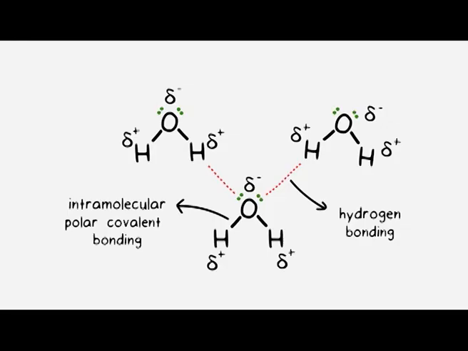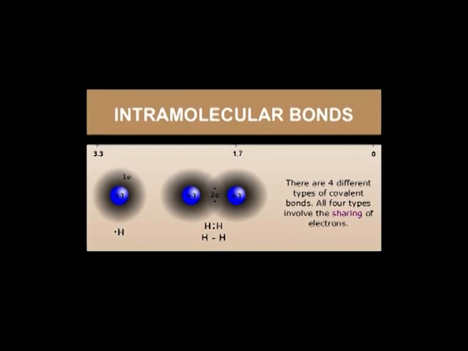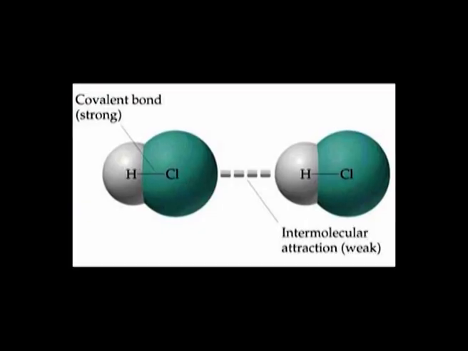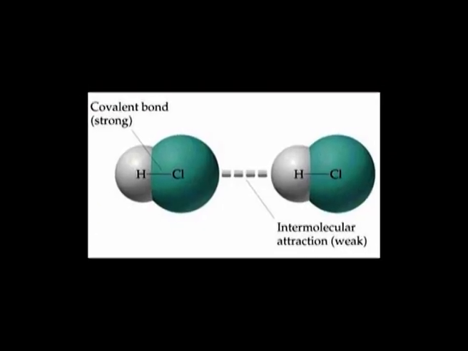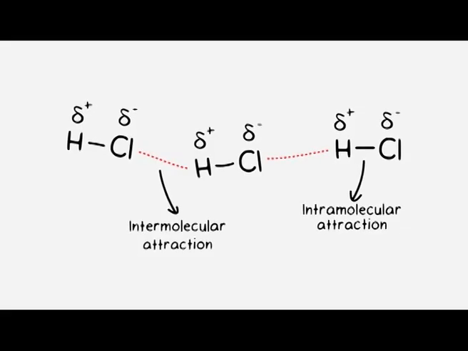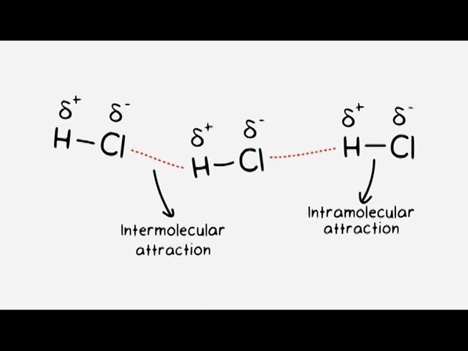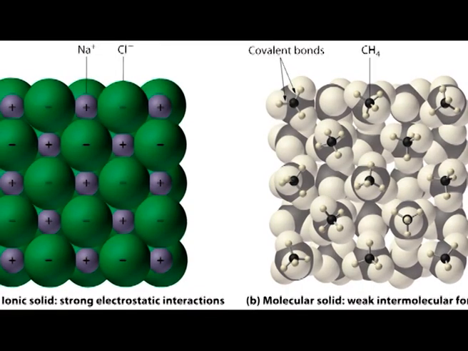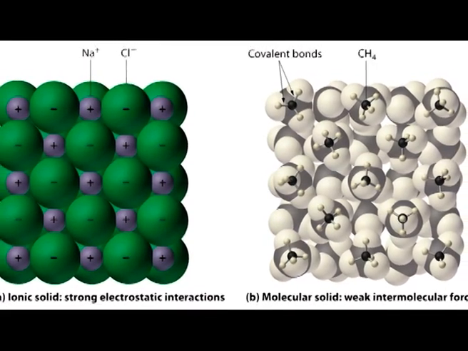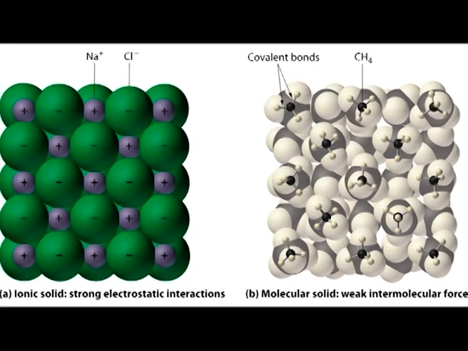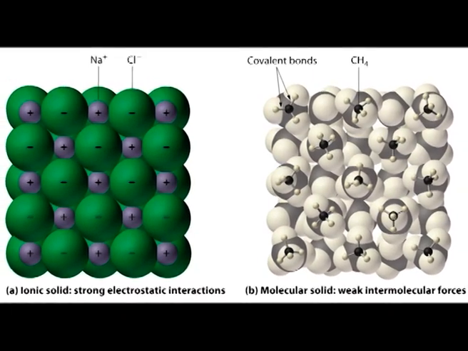There are two types of chemical bonds. First, the intramolecular bonds, and second, intermolecular bonds. Intramolecular bonds refer to the forces of attraction that hold atoms together within a molecule. These types of bonds are considerably stronger than intermolecular bonds.